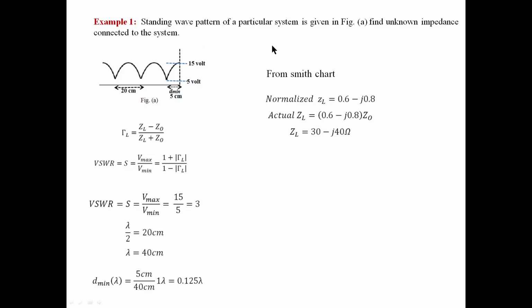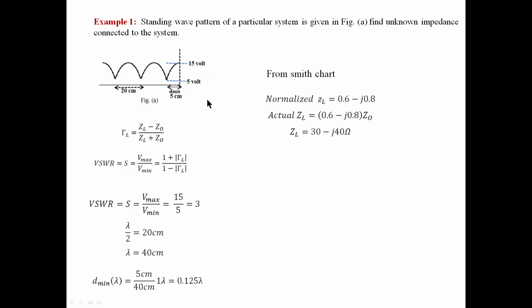Okay, the standing wave pattern of a particular system is given in the figure. Find the unknown impedance connected to the system. So what is given? See the figure: the distance between two minimas is given, and one more parameter, the distance from the load. This is the load point, always load to the first minima. What is the distance? They have given that, and the maxima and minima values are given.